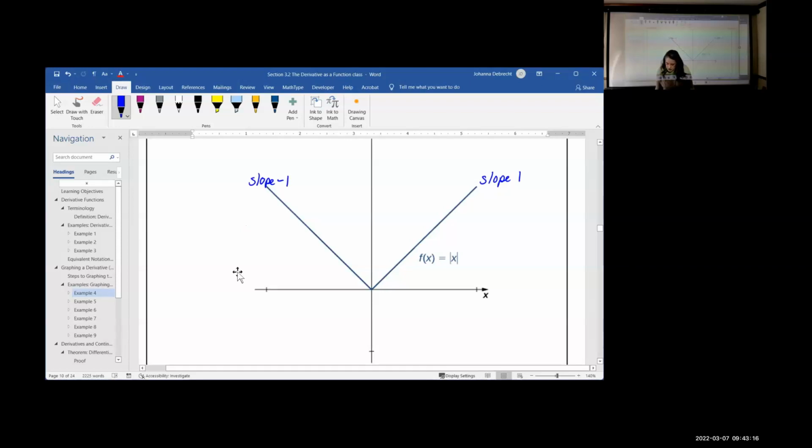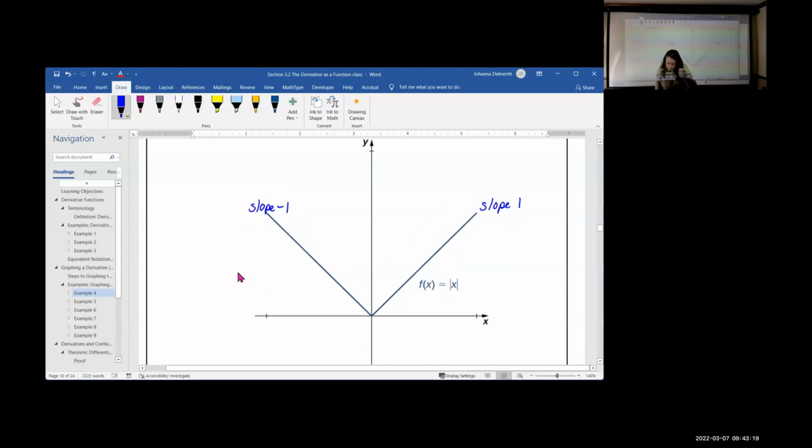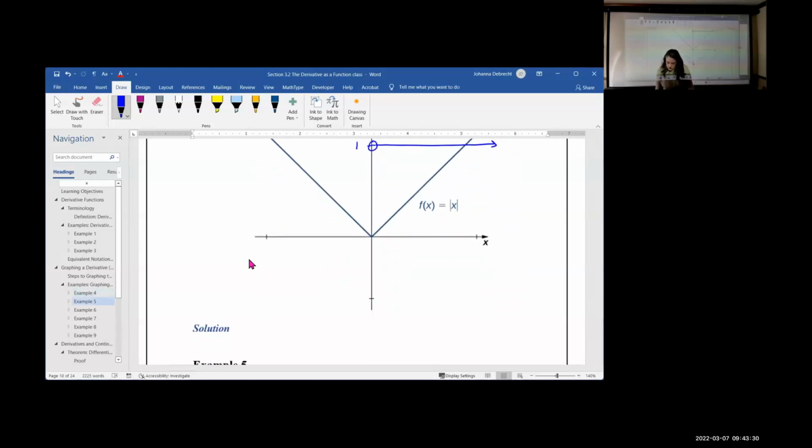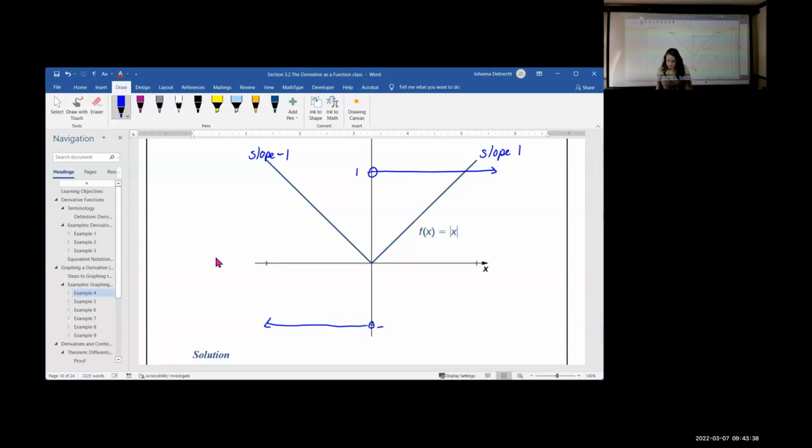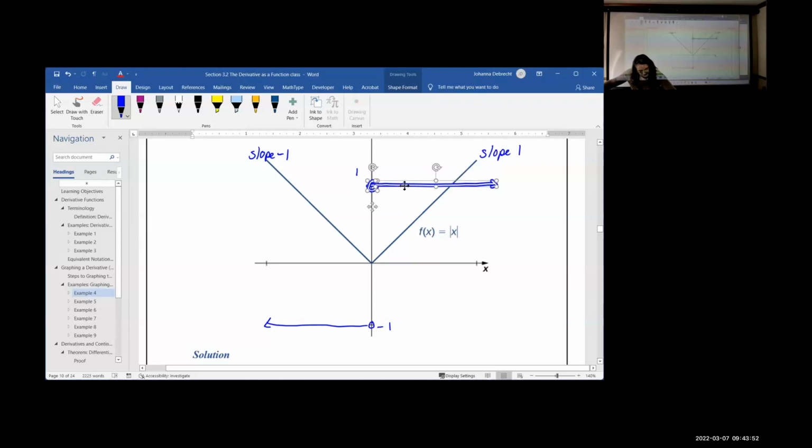So I don't see the y value marked off. So I'm going to mark off 1. So on this part, it's constantly 1. And on this part, it's constantly -1. All right. Those aren't exactly symmetric, are they? I got it up a little too high. That's a little better.